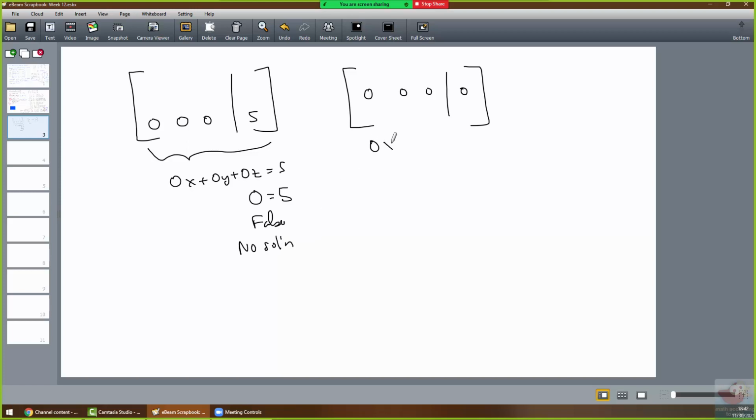But on the right, notice it says 0x plus 0y plus 0z equals 0. This says 0 equals 0, which is true. So you would say infinitely many solutions. That is just something to say in passing. Just an FYI, just in case it's in the homework.